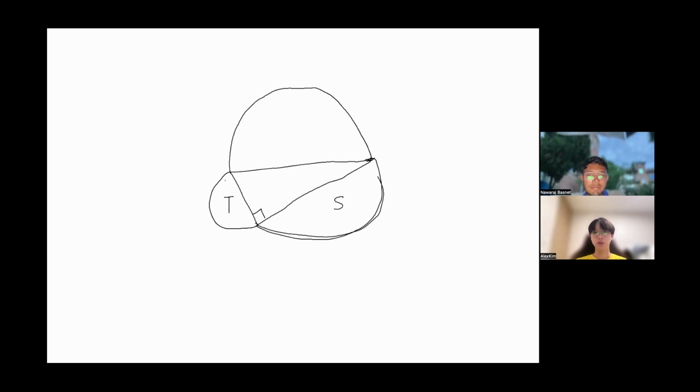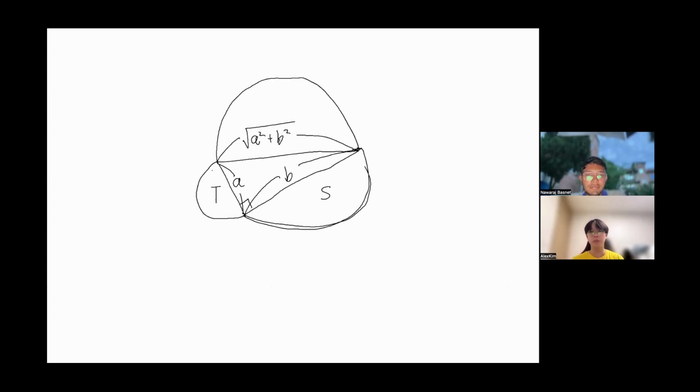So what I suggest doing here is, let's label the two lengths of the right triangle, the two legs, as A and B. Just any alphabet or symbol that you want to use. And because we know it's a right triangle, this length using the Pythagorean theorem will be root of A squared plus B squared. So we managed to label the diameters of all three semicircles, right?